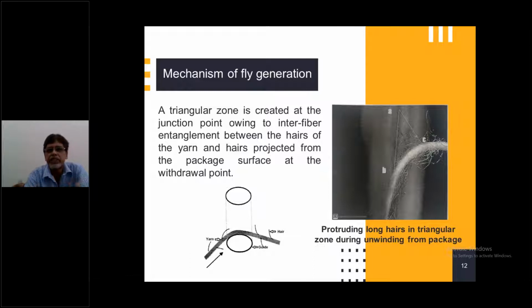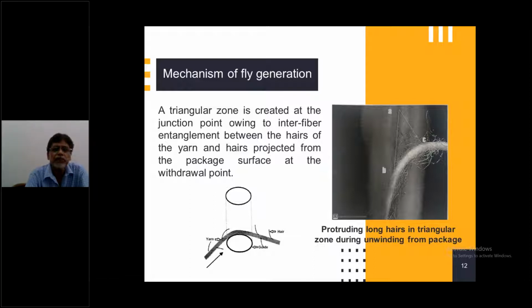One is the delta or triangular type zone which is created when you pick up the yarn from the surface of the package. Here the entangled mass of fibers is there. So whenever we pull out the yarn from the surface of the package, in this particular zone there are entangled fibers, and they will rip apart and come out from the yarn surface and produce a fly. The other is that the yarn is having hairiness in it.